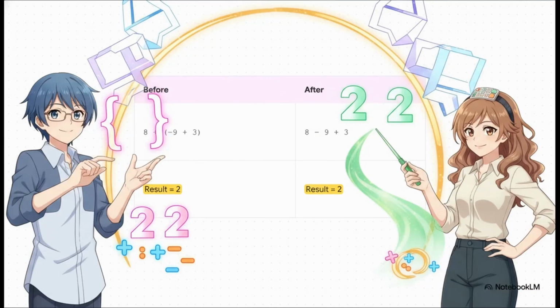And check this out. Here's the rule in action. On the left, we do the math a long way. And yep, we get 2. On the right, we use our open gate rule and just drop the brackets. And look at that, we still get 2. The result is exactly the same. We've just found a much faster way to get there.